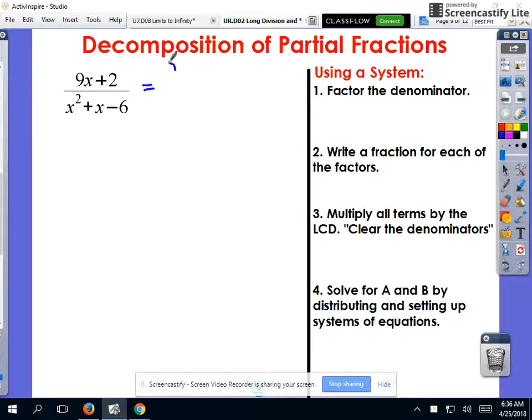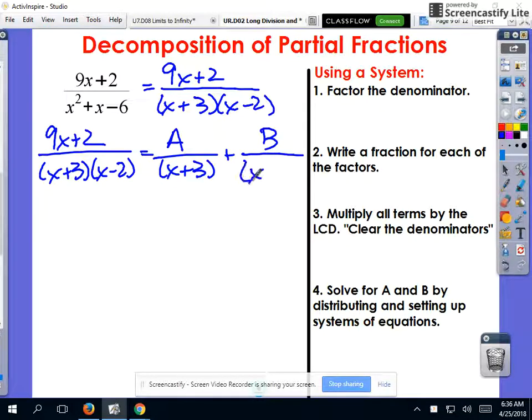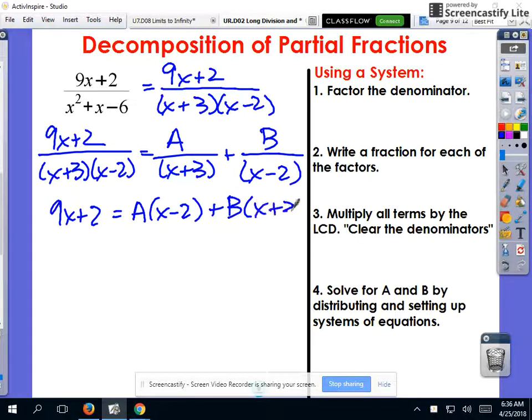Okay. First thing you should have done is figured out what it factors as. That would be (x plus 3)(x minus 2). And so (9x plus 2) over (x plus 3)(x minus 2) equals a over x plus 3 plus b over x minus 2. We clear our fractions by multiplying by the LCD, and this is where I wanted you to stop. a(x minus 2) plus b(x plus 3).